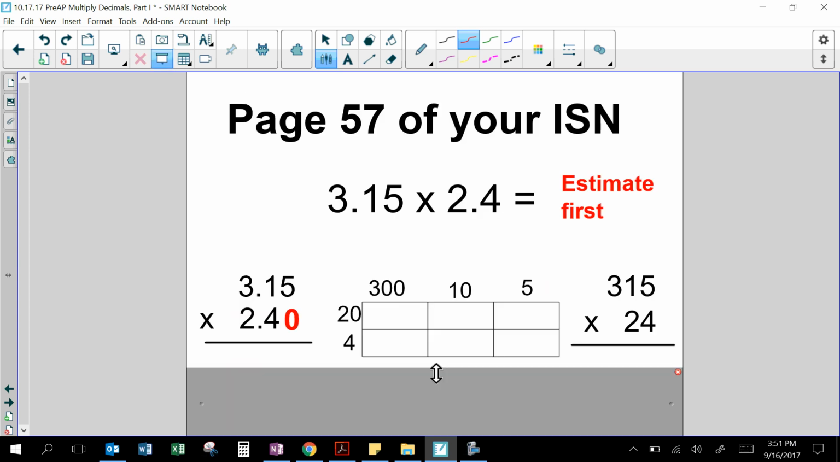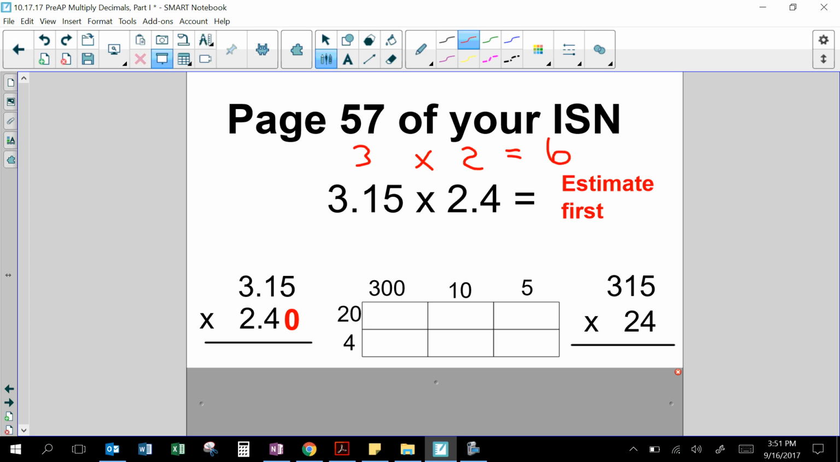So now we are going to practice some of this on your own. Let's estimate this before we even multiply. 3 and 15/100 is close to the whole number 3. 2 and 4/10 is close to the whole number 2. So I'm going to estimate this around 6. There are 3 ways you can multiply this. This is up to you.